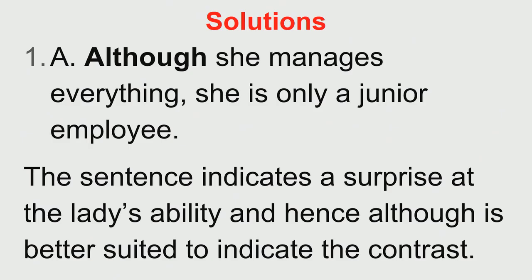And here are your answers. Please look at the slide. A is although. Although she manages everything, she is only a junior employee. The sentence indicates a surprise at the lady's ability, and so you can even say she manages everything although she is only a junior employee. That would be a better sentence structure.